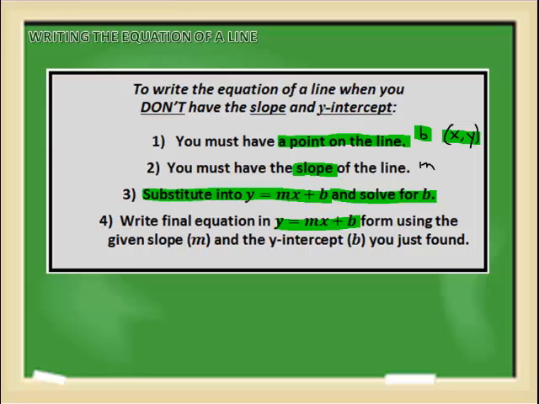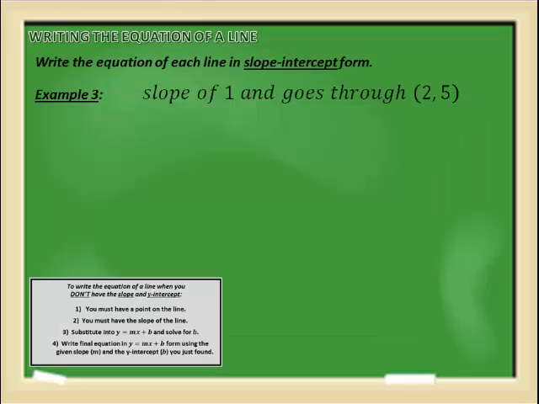Okay, so the best way to look at this is by looking at an example. We want to write the equation of the line in slope-intercept form. So remember, when you hear slope-intercept form, we're going to write y equals m times x plus b, and we have to find the m and the b.